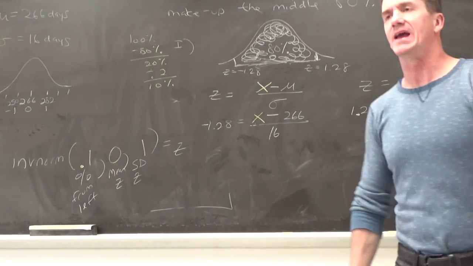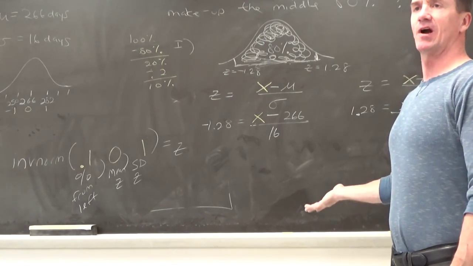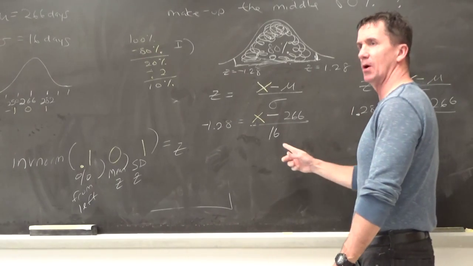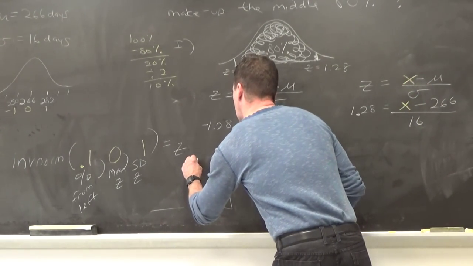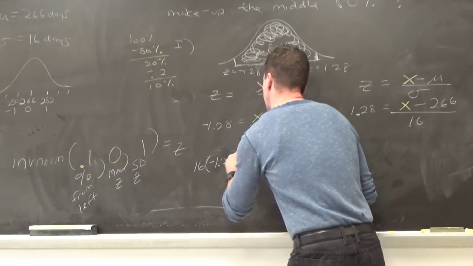Even if you hate algebra, I think everyone in here can do this, right? The prerequisite to this course is that students should be able to solve a little equation like this. Multiply the 1 on both sides. So what's 16 times negative 1.28? Negative 20.48.